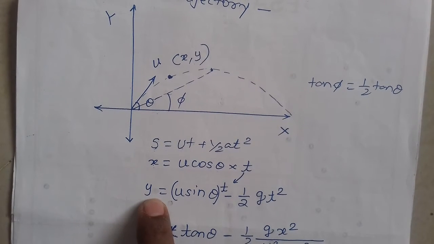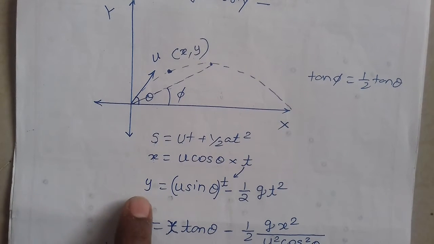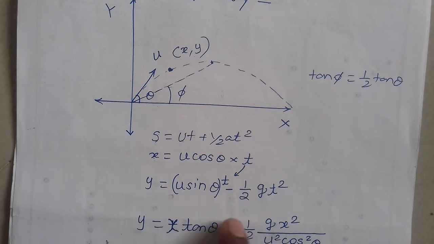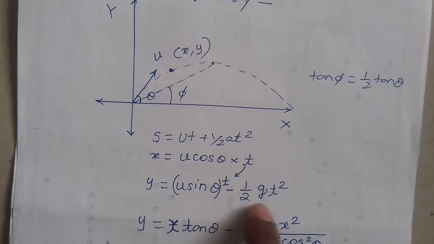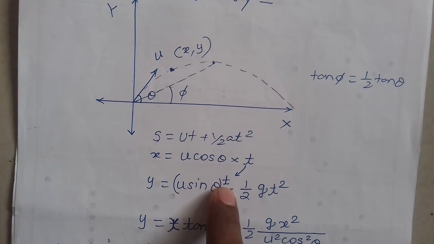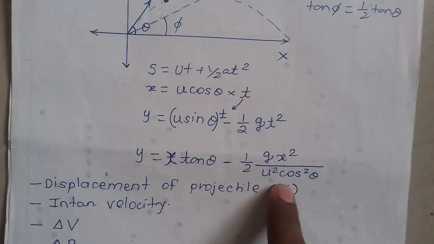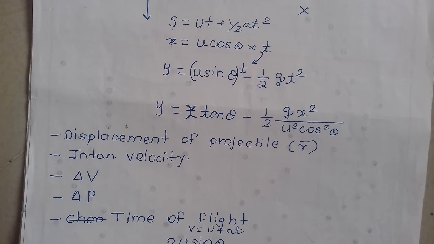Then y. Y is the vertical displacement, therefore s is replaced by y. Vertical velocity is u sin theta, therefore u sin theta into t, plus half into acceleration, which is minus g because it is in the downward direction, therefore minus g into t square. This t is substituted from this equation, x upon u cos theta. After substitution, this equation is called the equation of trajectory. We can calculate displacement of projectile, instantaneous velocity, change in velocity, change in momentum.